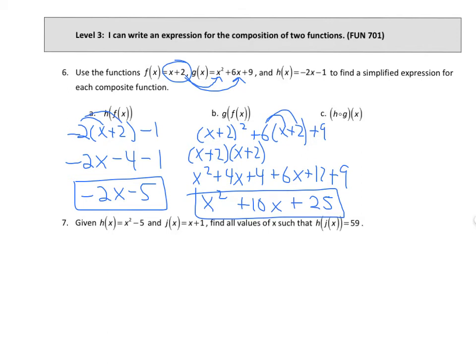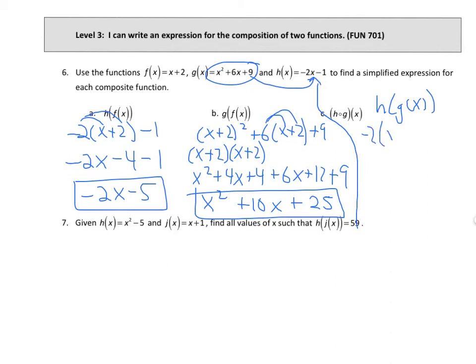In part C, this is the same as h of g of x. So g of x is being plugged into h of x. So we take this expression and plug it into the x in h. So we get -2 times x squared plus 6x plus 9 minus 1. And we distribute. We get -2x squared minus 12x minus 18 minus 1, which is -2x squared minus 12x minus 19.